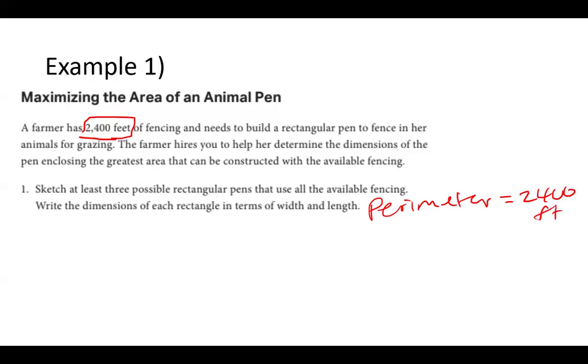Okay. And if we remember, for a rectangle, the perimeter equals 2 lengths plus 2W. Does that ring a bell? Okay. So in your groups, or by yourself, you're coming up with 3 possible rectangular pens that use all 2,400 feet. And then we're going to come back together. You're going to draw your different pens and write out the dimensions, and then we'll talk about what we all came up with.